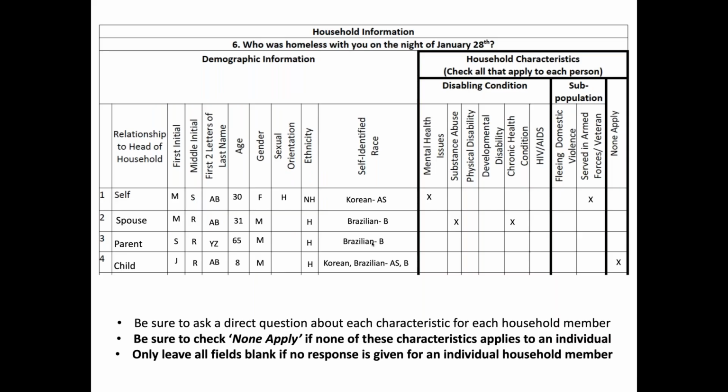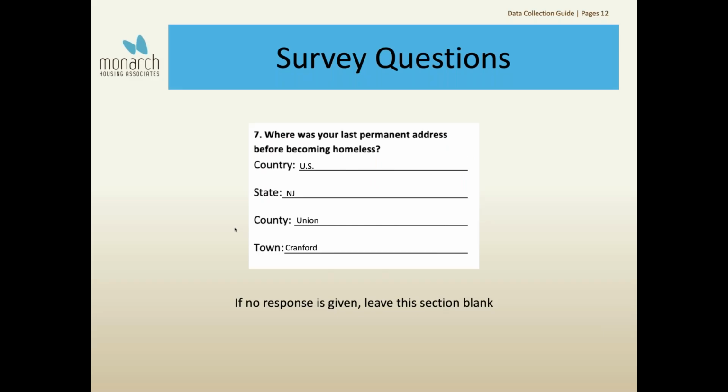This is an example of a completed household chart. Question number 7, where was your last permanent address before becoming homeless? You would just fill in as appropriate. If no response is given, you will leave that blank.